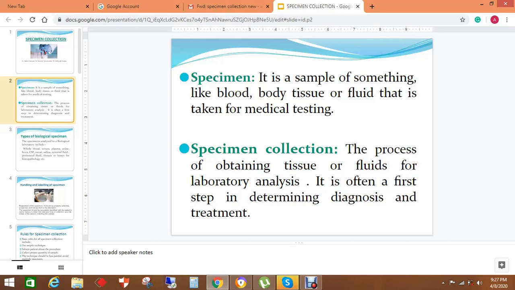of sites in the body, for example, skin, bone marrow, intestines, tumors, etc. So these all are termed as a specimen. Specimen collection is a procedure of collecting a specimen and testing it in the laboratory for the purpose of diagnosis and treatment of diseases.